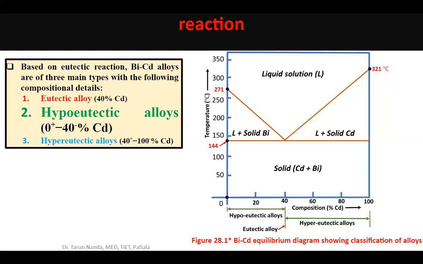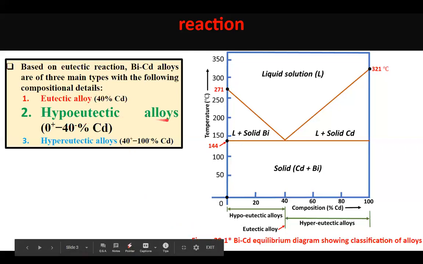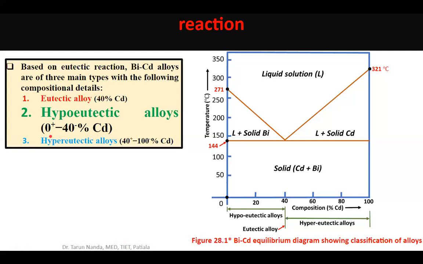Okay, now let us discuss the hypoeutectic alloys. We have already said in the last session, any alloy which contains from 0 till 40% cadmium is a hypoeutectic alloy. And now we'll discuss, taking one of the cases, the equilibrium cooling of a hypoeutectic alloy.